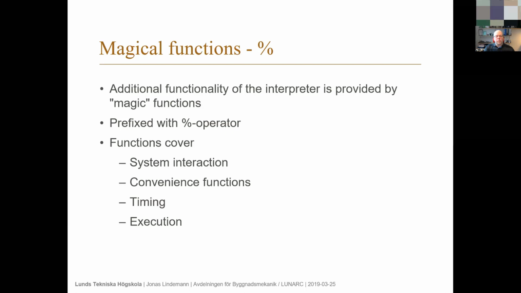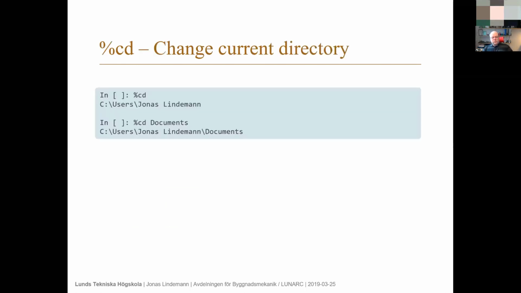And there are something called magic functions. Those are prefixed with a percent operator, and they cover interaction with the system, convenience functions, timing, and execution. These are functions that you will not use in your Python code, but when you're debugging your code or experimenting with something in Python, you can use these magic commands.